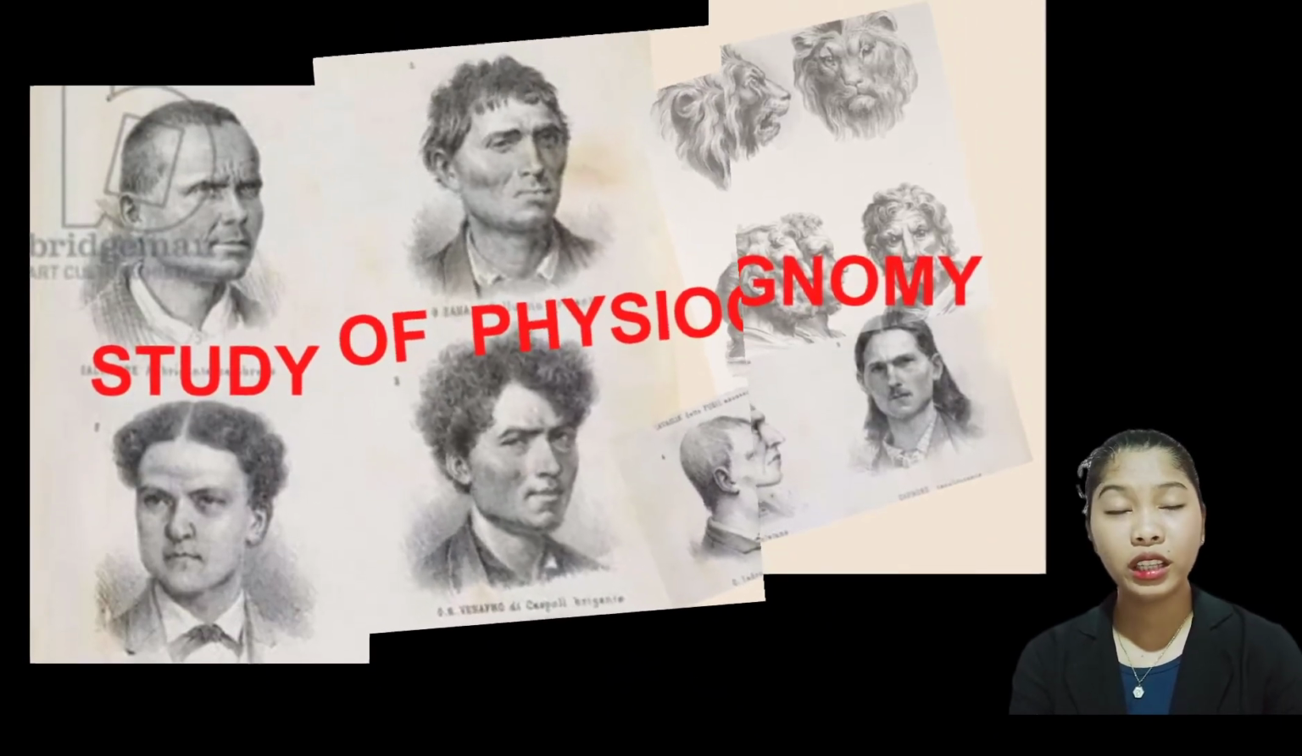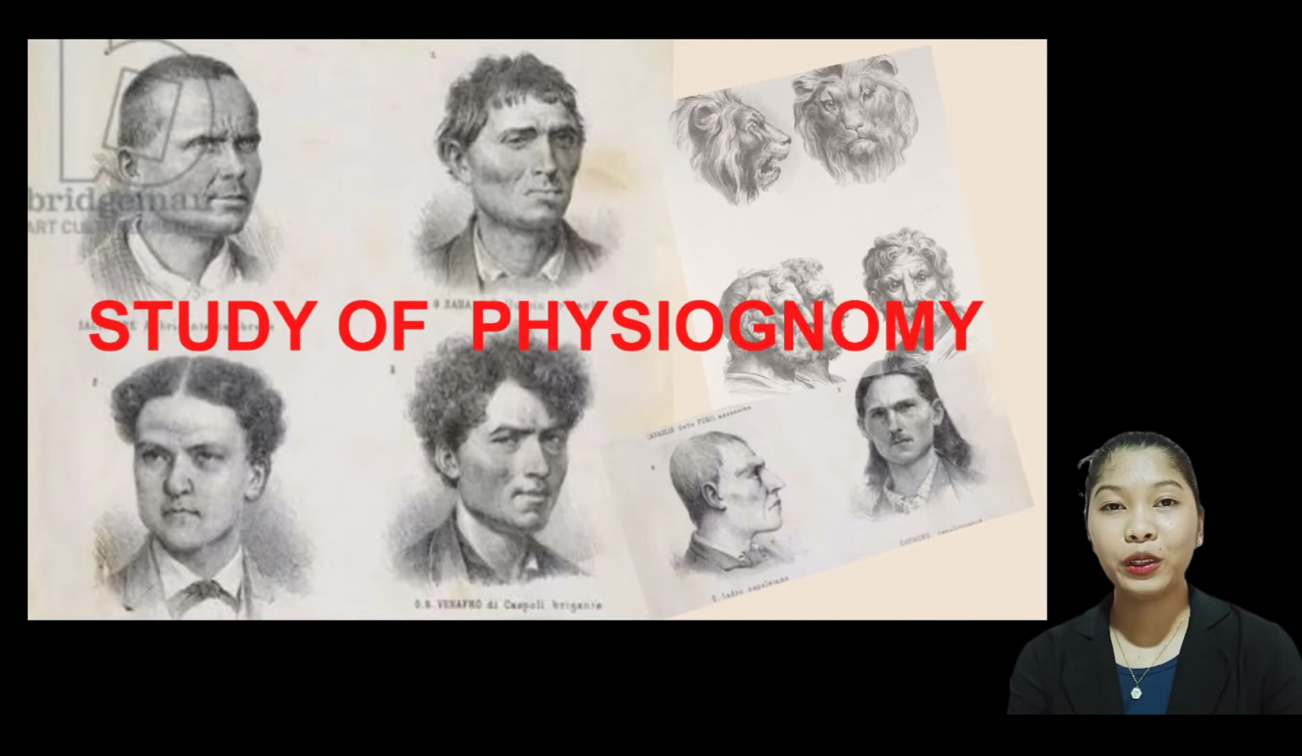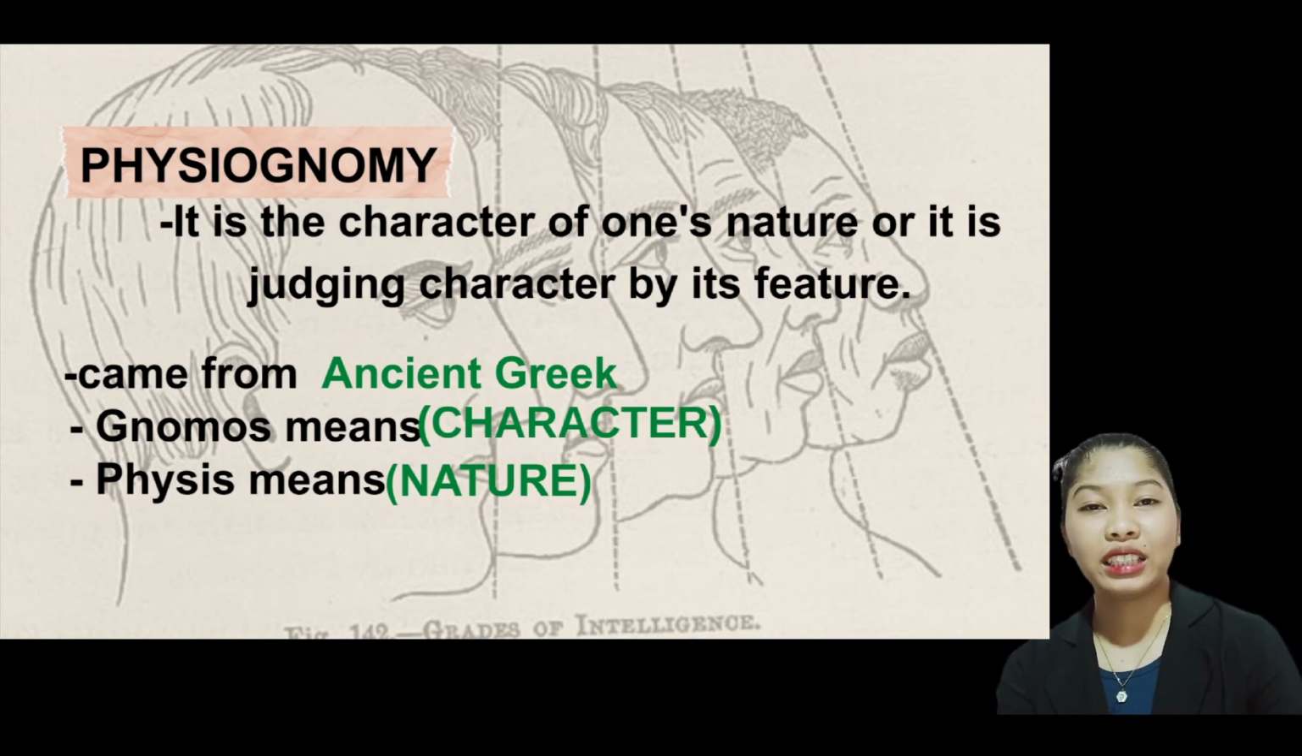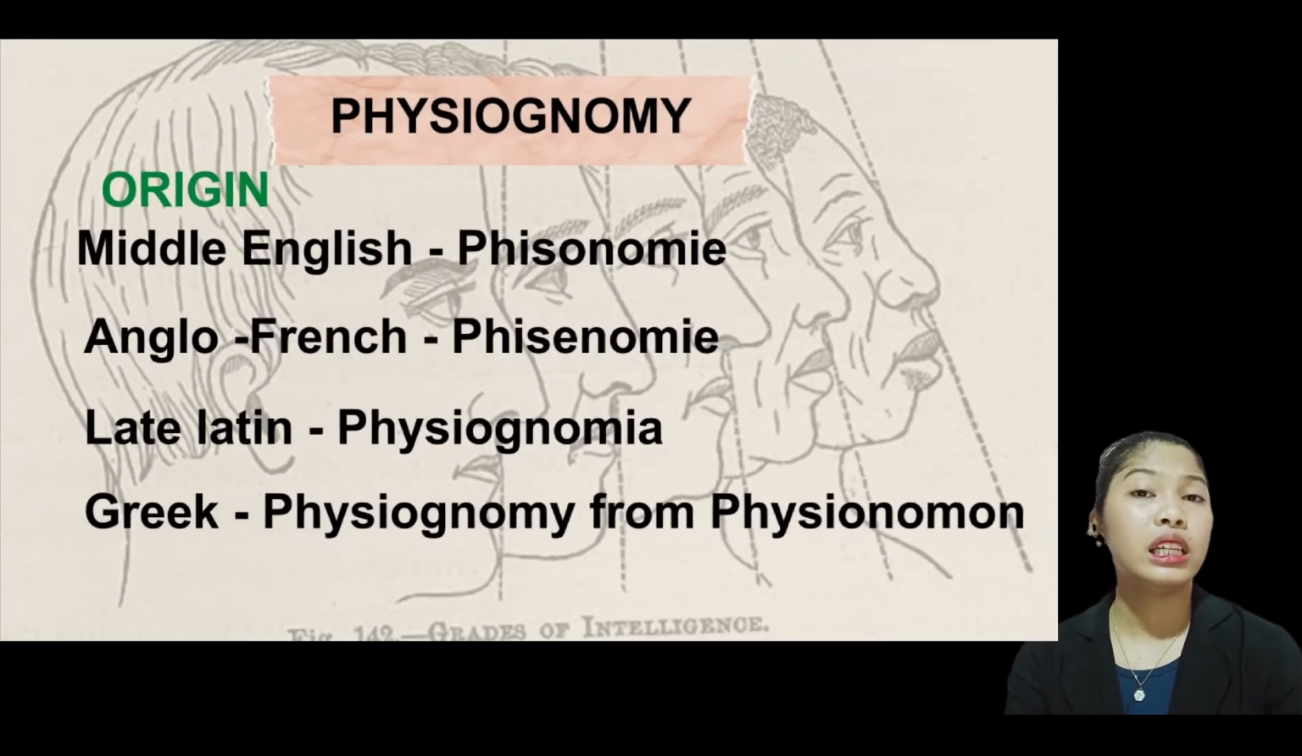So let's proceed. We are on another topic, which is the study of physiognomy. First thing, the origin of the word physiognomy. Well, it is taken from the ancient Greek words. Nomos means character, and physis means nature. It can be said that physiognomy is literally defined as the character of one's nature, meaning, based on your nature, what is your character?